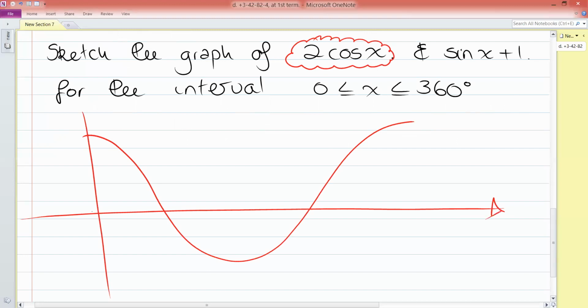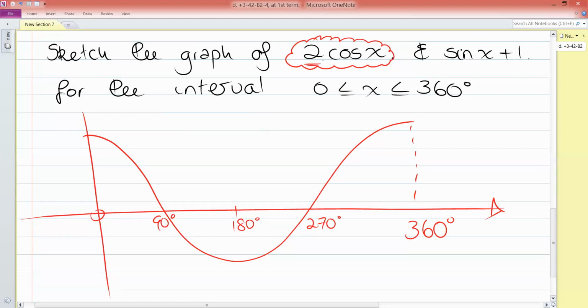And this is from 0 to 360. If you don't know the shape, remember we said you can use your calculator to create your table of coordinates, and then plot the points. Now, what's going to happen? So what I've just sketched is the ordinary cos x graph.